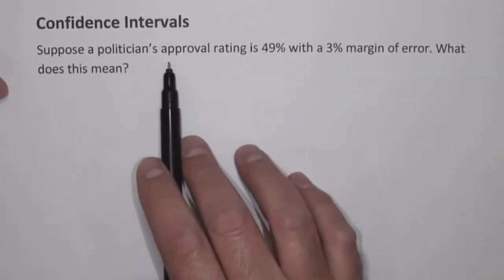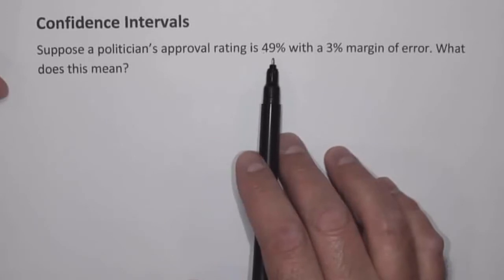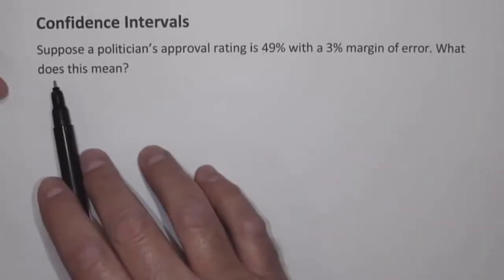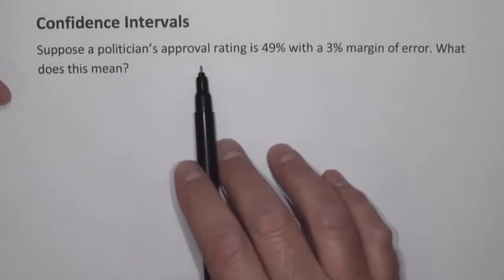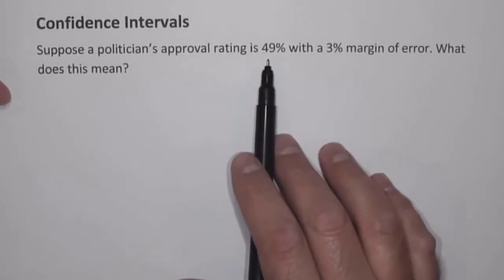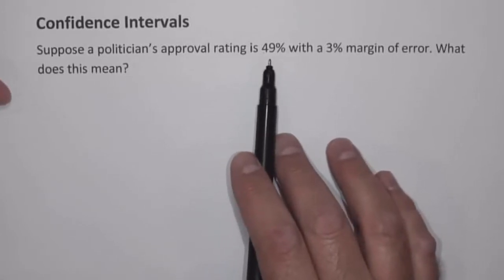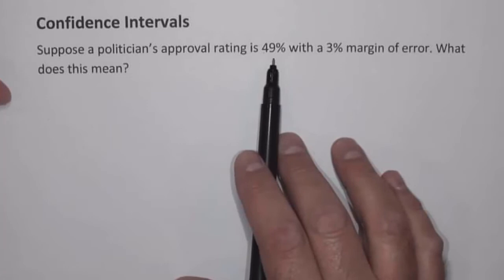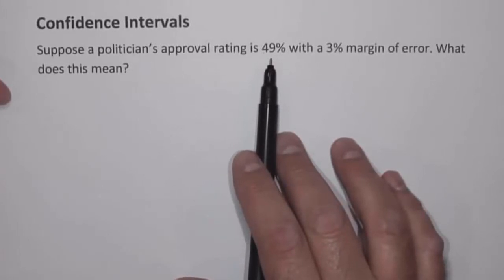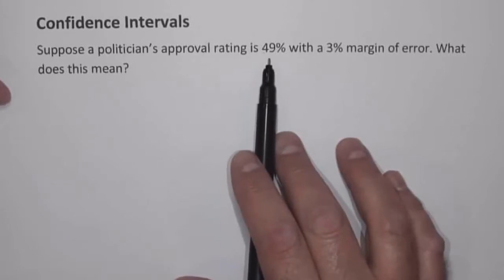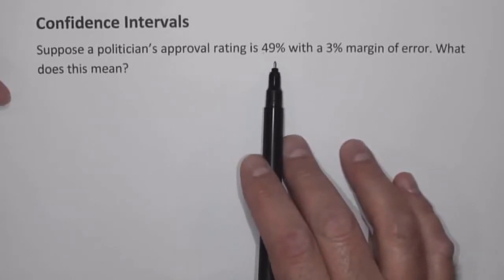So suppose a politician's approval rating is 49% with a 3% margin of error. What does this mean? So when political polls are done, such as the president's approval rating and so forth, typically those are done using samples. So a sample of individuals are taken, usually around maybe 1,000 individuals are sampled. Usually those would be likely voters or registered voters. And anyway, a sample of, say, 1,000 individuals would be taken, and the proportion would be found in that sample that approve of the politician's performance.